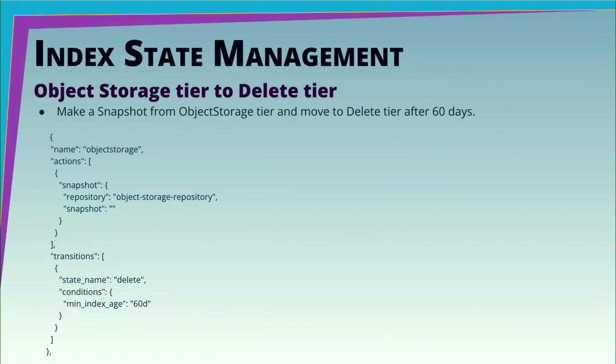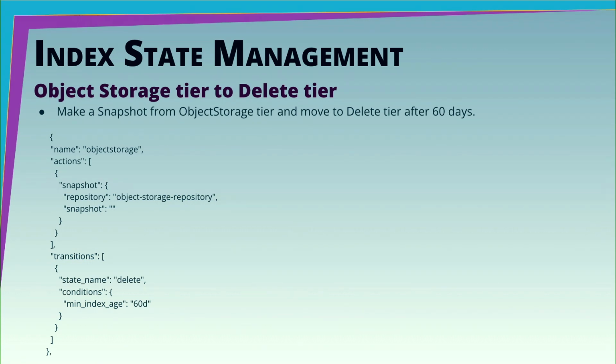It's a little bit small here, but I'll try to read it. So once it's in the object storage tier, we have an action and a transition. The action is going to take a snapshot of it with the repository we created when we registered it with OpenSearch. So that's the same name. Make sure that's consistent. And then the snapshot, I just left it blank, but you can name it any ID you want. But in this case, it'll automatically choose one.